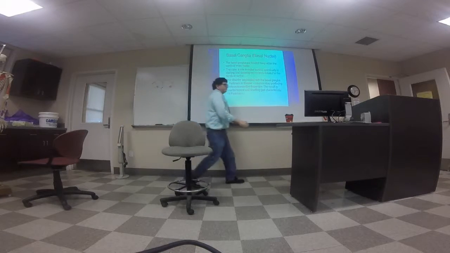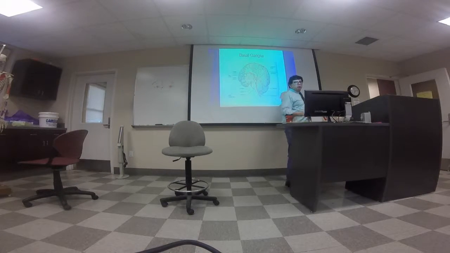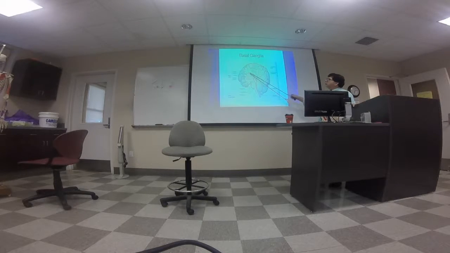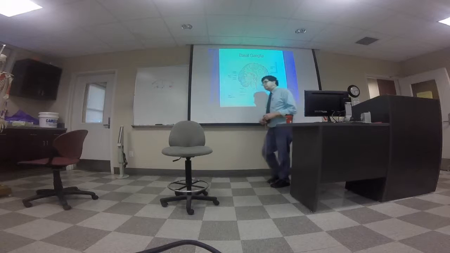Let's go back and show this here. This shows in pink the major basal nuclei. This one next to the lateral ventricle is called the caudate nucleus. And then lateral to the internal capsule, you have the putamen and globus pallidus.